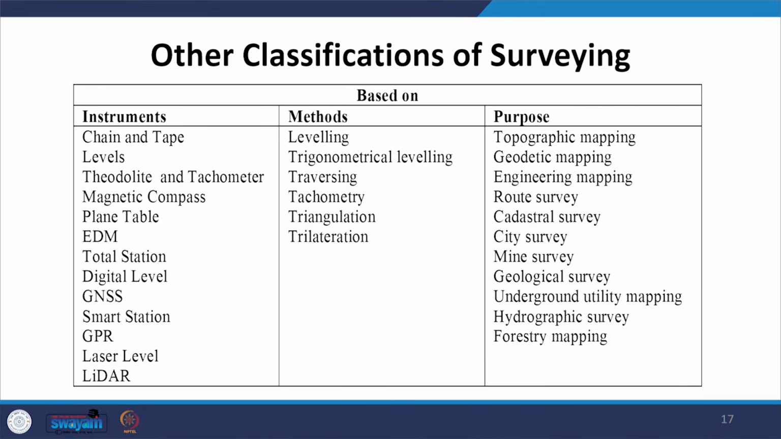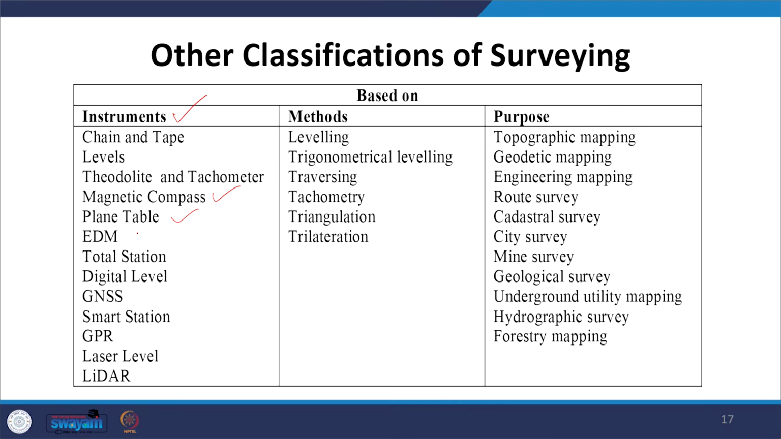There are other classifications of surveying given in the literature, and these classifications vary with respect to the instrument used, as you can see in the first column. According to the instruments which are used, the classification has been made. So earlier we were using chain and tapes, then levels for taking elevation, theodolite and tachymeter, magnetic compass for direction, and plane table for preparing paper based maps.